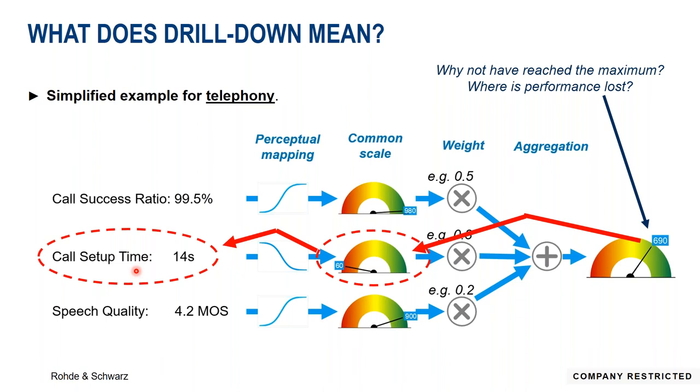Maybe it's due to the latency, or maybe it's handovers between networks when they're doing the calls, or some other parameters. So they can actually drill down into that region and this particular instance to see how they can improve the network for these parts.